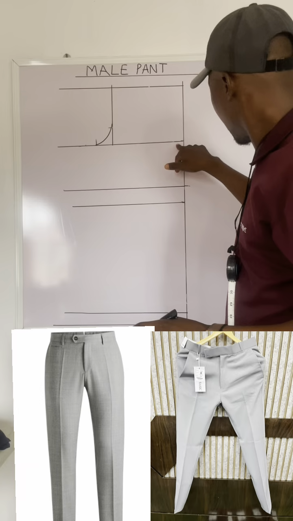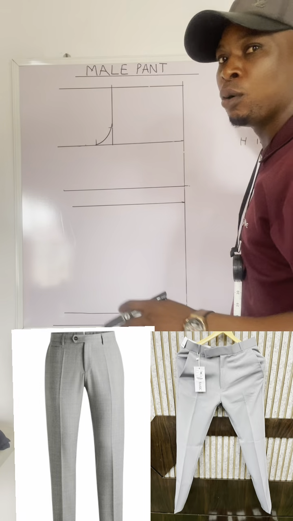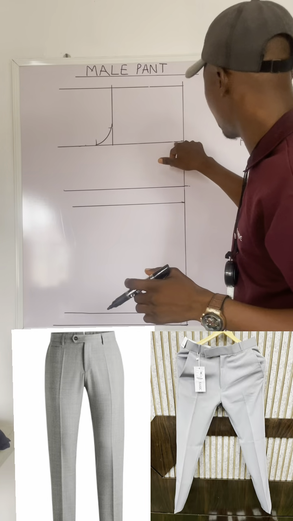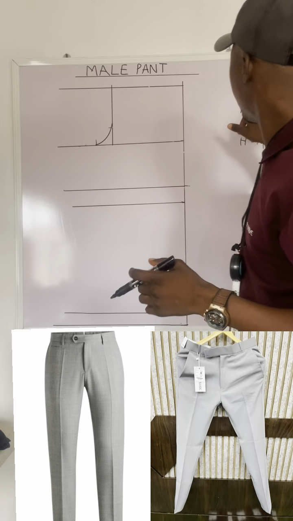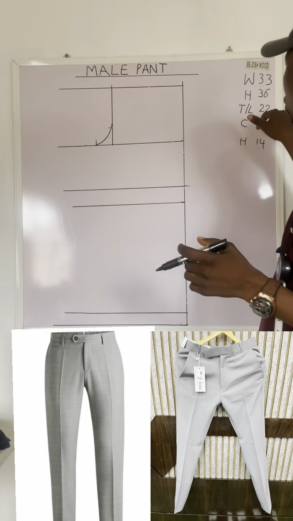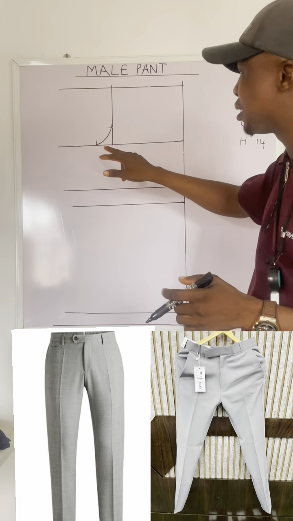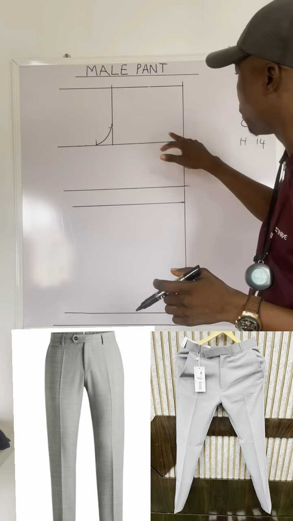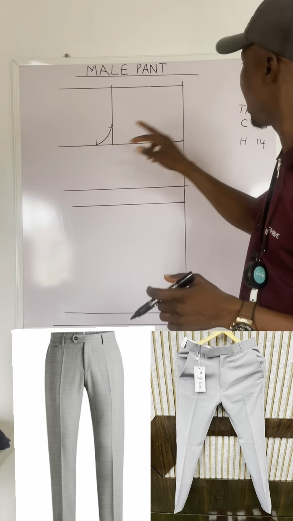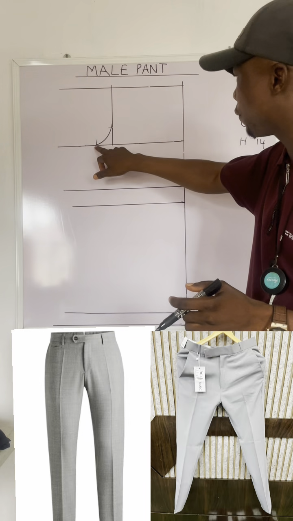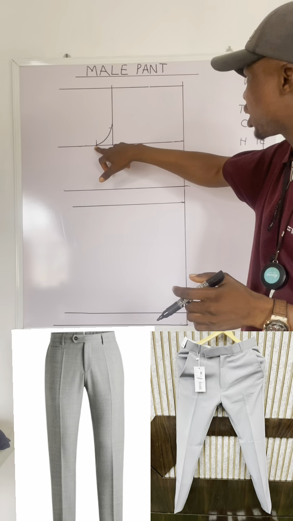To get the crotch line, we divide the hip by 4 plus half inch or plus 1. It depends. That's how we get the crotch line. The extension, we use the thigh measurements, the lap measurements: 22 divided by 2 gives us 11. We add half inch, so that's why we measure 11.5 from here. You understand? That's how we got the crotch extension.